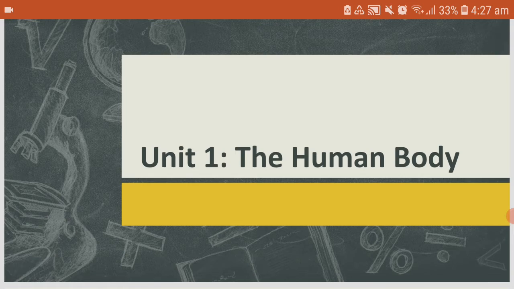The first topic that we are going to study in this session is the human body. It will be very interesting because we are going to learn all about the body, what it is made up of, and how different organs in our body allow us to carry out different tasks.